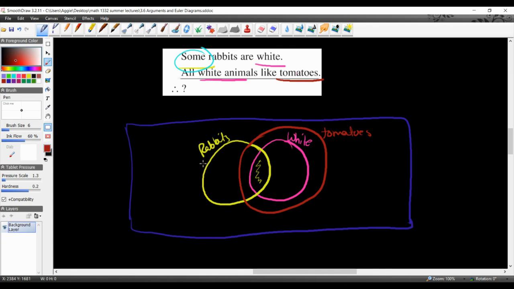What can we conclude from here? If I want to include everything I know so far, if I have a rabbit that's in this part right here, I know it's white, I know it's a rabbit, but remember that all white animals are also in this bigger circle. So what can I say about that? I'm going to put it here so you can see it. Some rabbits like tomatoes, because they're in that tomato circle also. And that proves that it's valid.